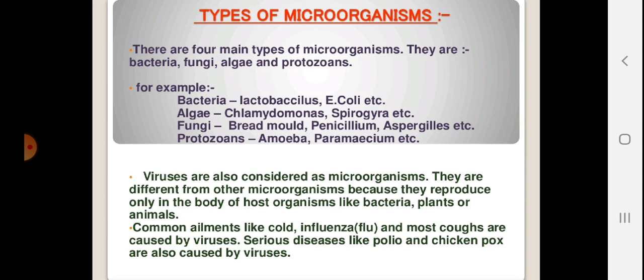They are different from other microorganisms because they reproduce only in the body of a host organism like bacteria, plant or animal. That means for multiplication they need something which is living. It could be bacteria, it could be plant or it could be animal. Some common ailments like cold, influenza and most coughs are caused by viruses. Serious diseases like polio, chicken pox and these days COVID-19, the corona, are also caused by a deadly virus.